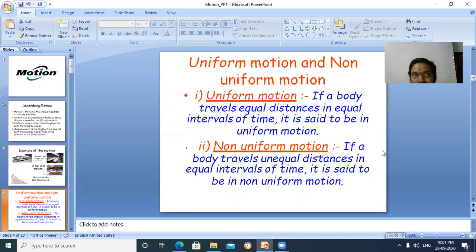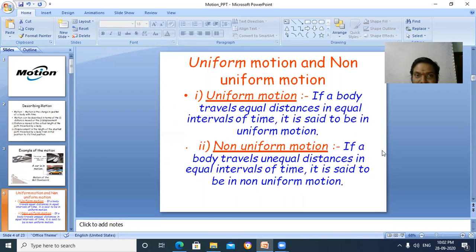Once motion is defined, how many varieties of motion can we have? There are basically two types of motion, based on the distance covered in equal intervals of time. If the body travels equal distances in equal intervals of time, it is said to be uniform motion. As the name implies, uniform means same. On the other hand, non-uniform is when the body travels unequal distances in equal intervals of time.